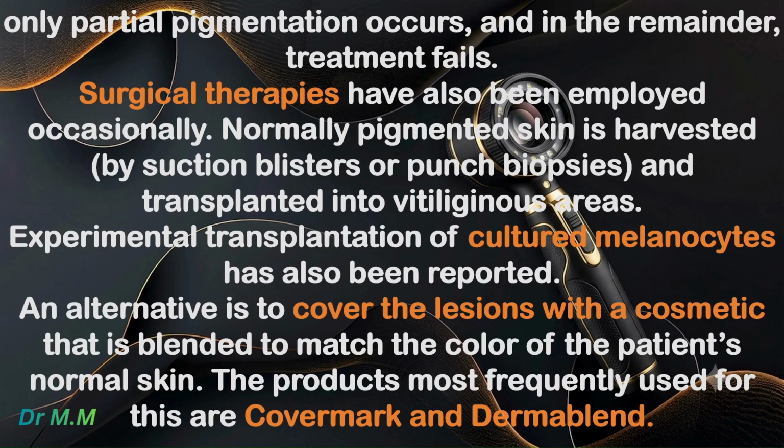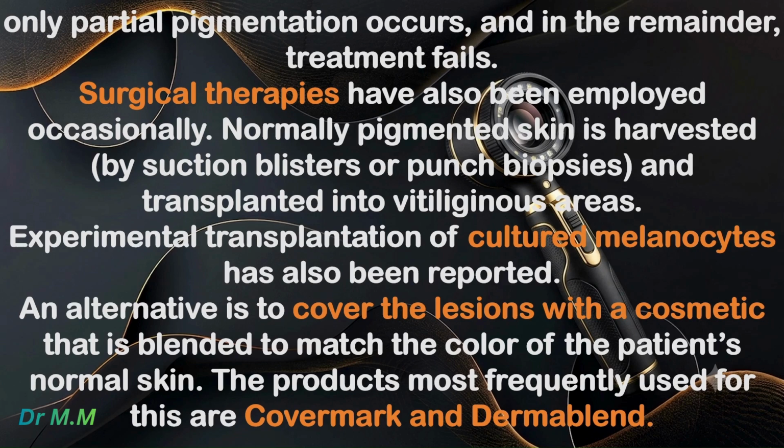Surgical therapies have also been employed occasionally. Normally pigmented skin is harvested, by suction blisters or punch biopsies, and transplanted into vitiliginous areas. Experimental transplantation of cultured melanocytes has also been reported. An alternative is to cover the lesions with a cosmetic that is blended to match the color of the patient's normal skin.